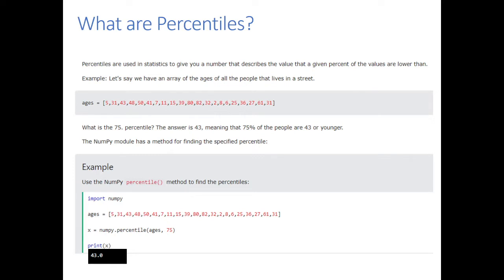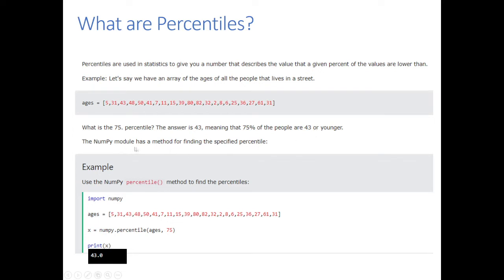So for example, let's say we have an array of the ages of all the people that live in a street. Given here are the ages. So what is the 75th percentile? The answer is 43, meaning that 75% of the people are 43 or younger.